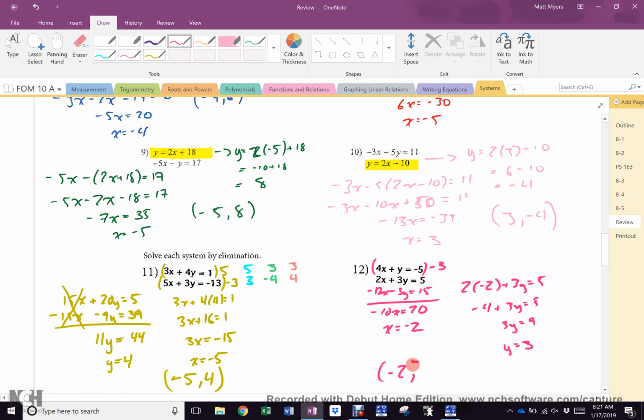Negative 2, 3. And, of course, I'm going to check it. I just used this one, so I'm going to check it here. Negative 8 plus 3 is negative 5. Yeah! Any questions? There shouldn't really be, since it's all algebra that you learned ages ago.